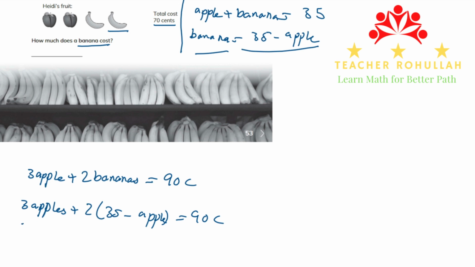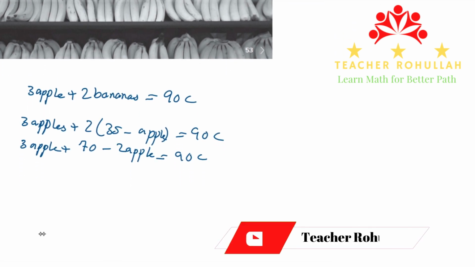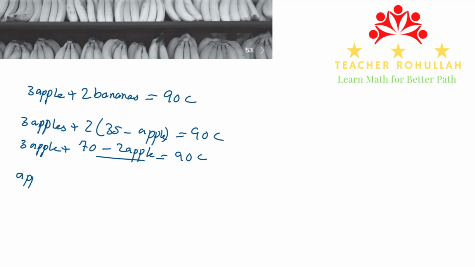So 3 apples plus 2 times 35 will be 70, minus 2 apples, equals 90 cents. We did it by multiplying 2 inside the parentheses over here. So now let me scroll down. Here 3 apples minus 2 apples will give us 1 apple. And if we subtract 70 from both sides, we will get 20 cents. This means the price of 1 apple is 20 cents.